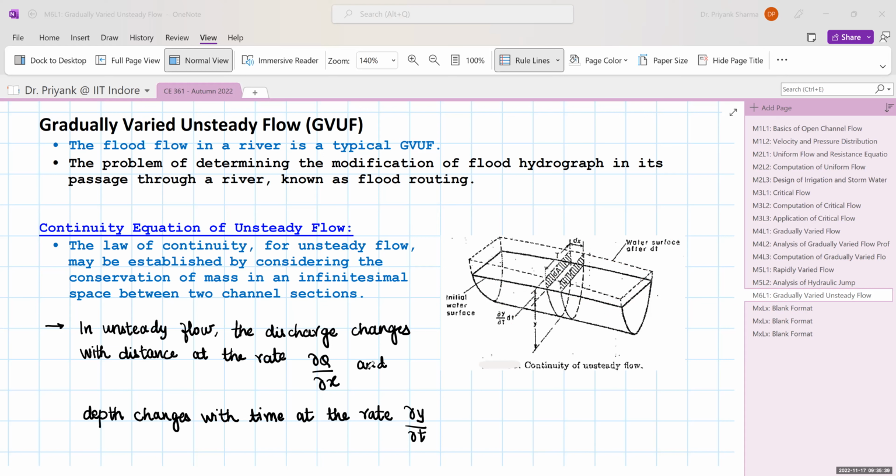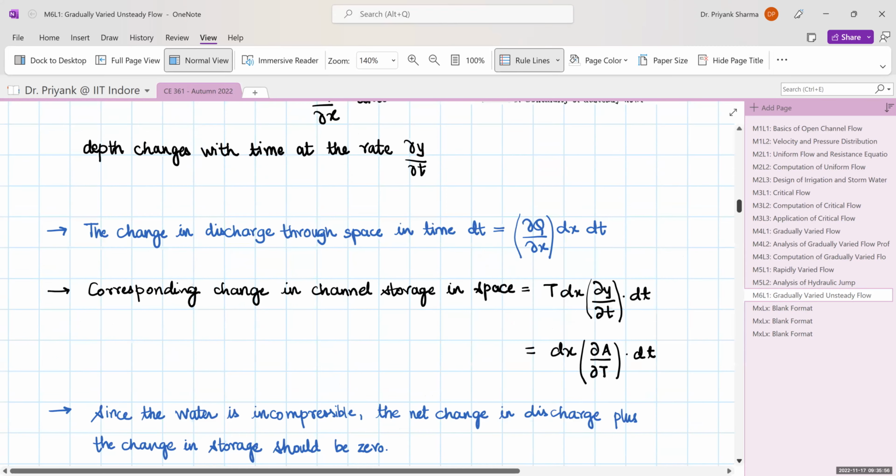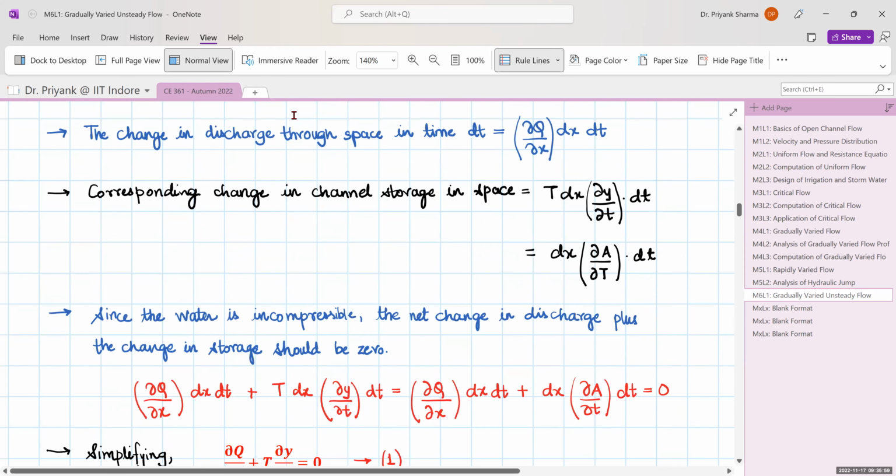With this understanding, the change in discharge occurs at a rate of del Q by del x. So we have the change in discharge along the length, and the change in depth with respect to time, that is del y by del t. Now, if you consider a time frame, because this is unsteady flow, everything will be measured with respect to time. So what discharge change happens through space in time delta t? That is del Q by del x, the change in discharge that happens in space dx, and that happens in time dt, because an unsteady flow will always be a non-uniform flow. That is why both the terms dx and dt come.